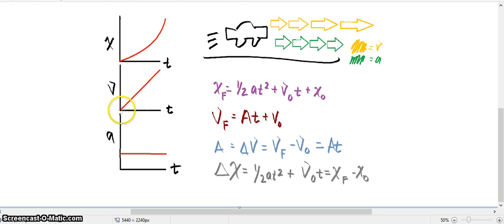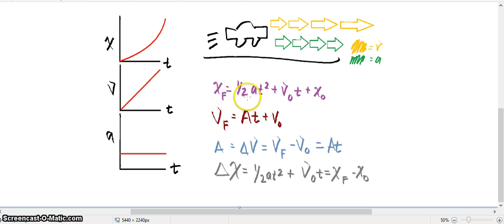And so when you find the slope of this, you will see that your acceleration time graph has one slope. So you only have one acceleration, right? It doesn't change over time. So the slope of your acceleration time graph would be 0. But you have an acceleration. Okay, so keeping that in mind.